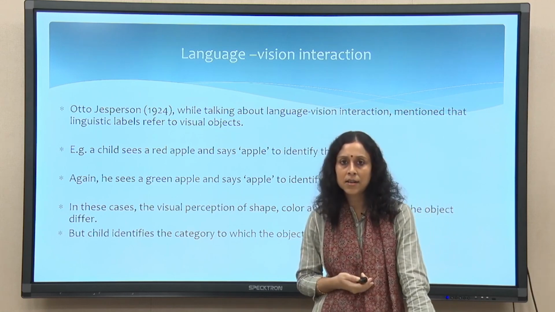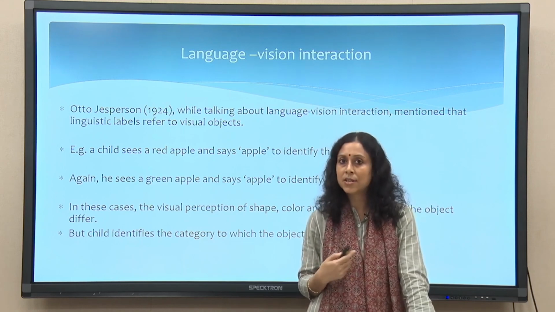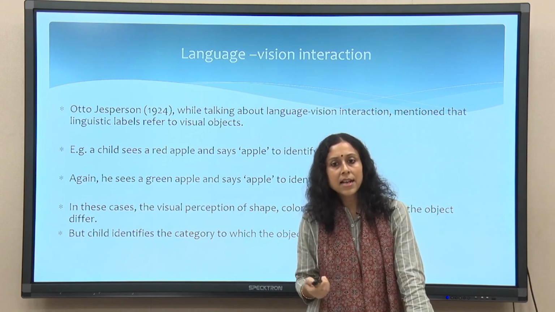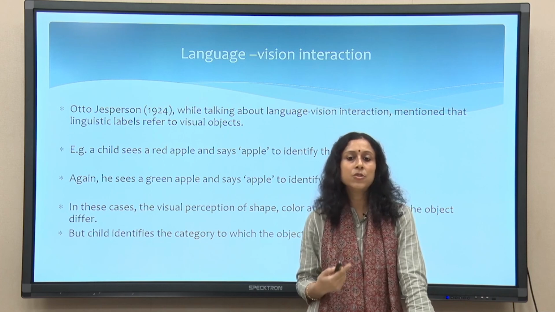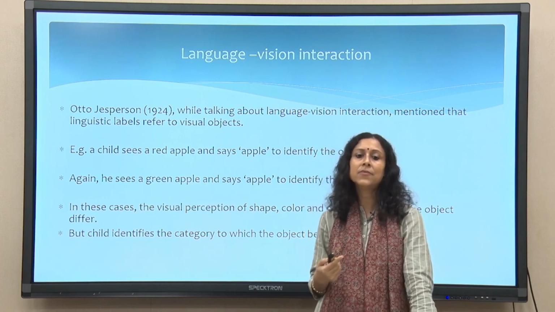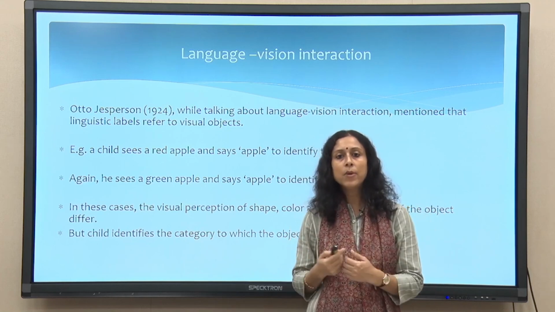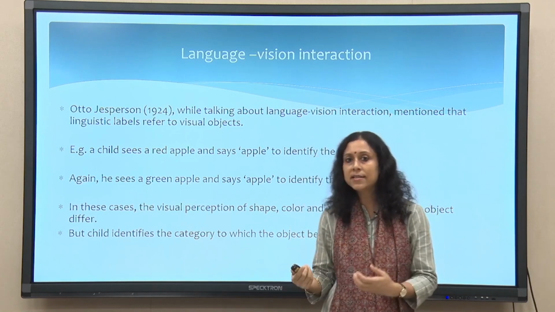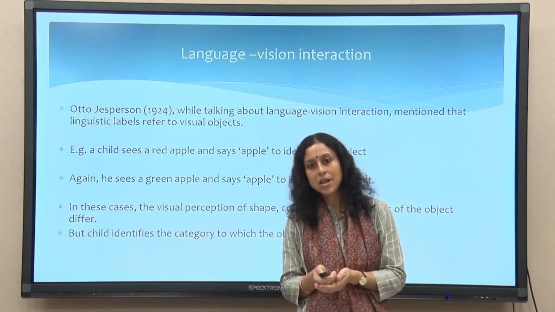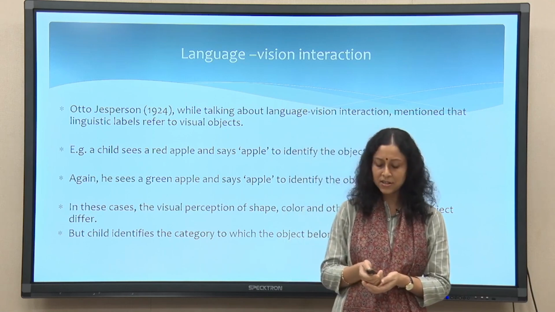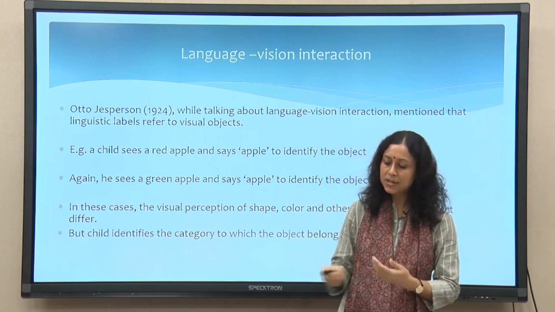So, for example, he gives this example of an apple. When a child starts learning language, he sees a red apple and says apple to identify the object. That is how children are taught. Again he sees a green apple and says apple to identify the object again. So, what is happening here is that the visual perception of shape, color and other features of the objects are different. A green apple is not the same as the red apple, but how we integrate this visual input with the linguistic input is that we create category information. We have already seen in the section on categorization how category information takes the help of linguistic labeling. So, this is where it comes from.